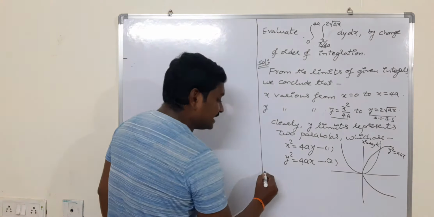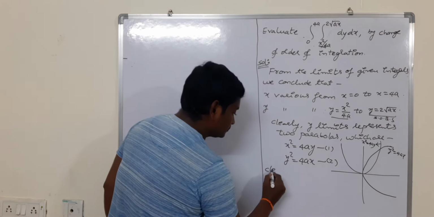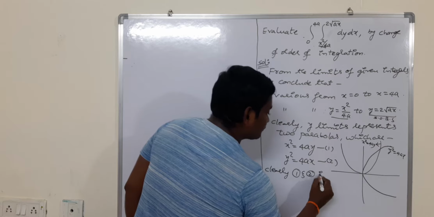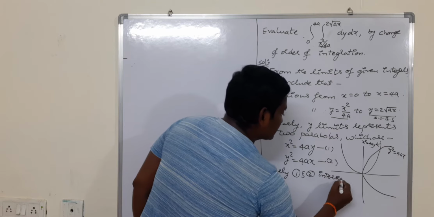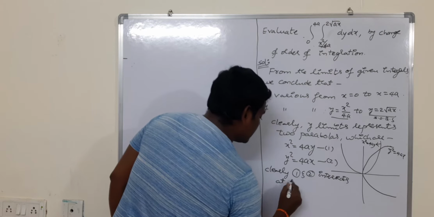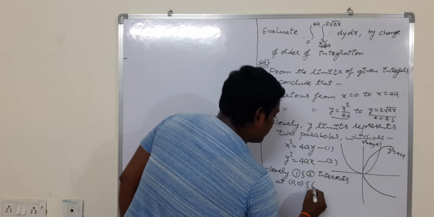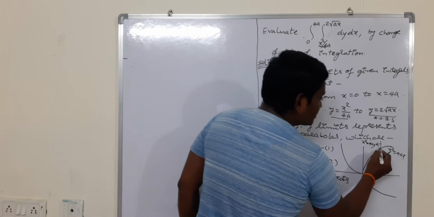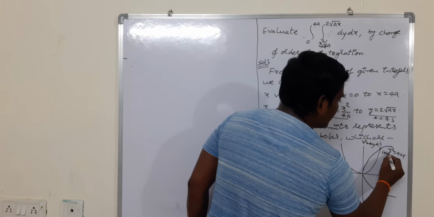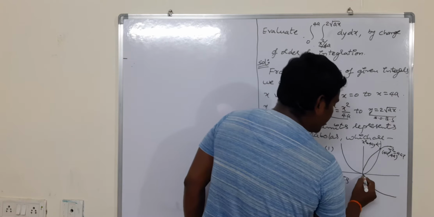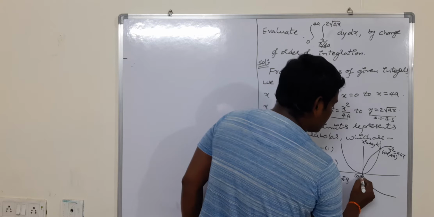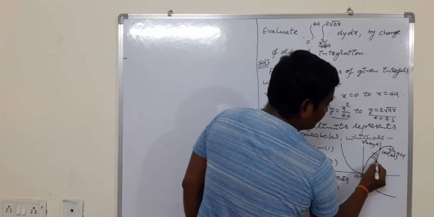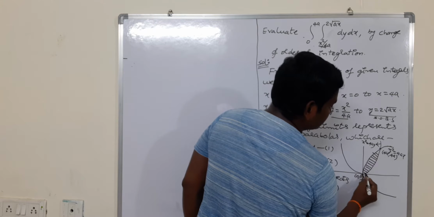Okay, clearly both parabolas 1 and 2 intersect at origin and 4a comma 4a. This point 4a comma 4a lies in the first quadrant. So 4a comma 4a is one intersecting point, and another intersecting point is the origin. Okay, this is our region of integration.